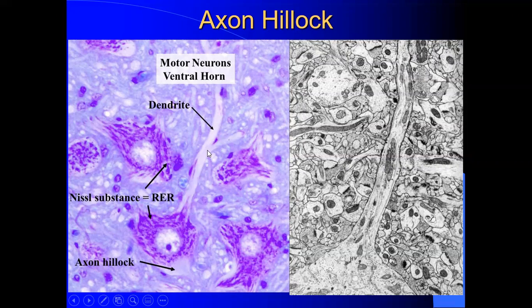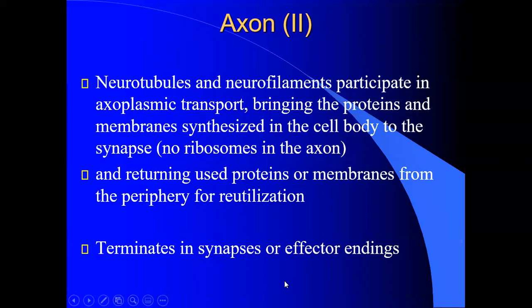This particular dendrite also has no Nissl substance. I'll use that term on purpose. Here's an EM of a localized dendrite. There are neurotubules and there are neurofilaments. We're in the axon here that participate in the axoplasmic transport.